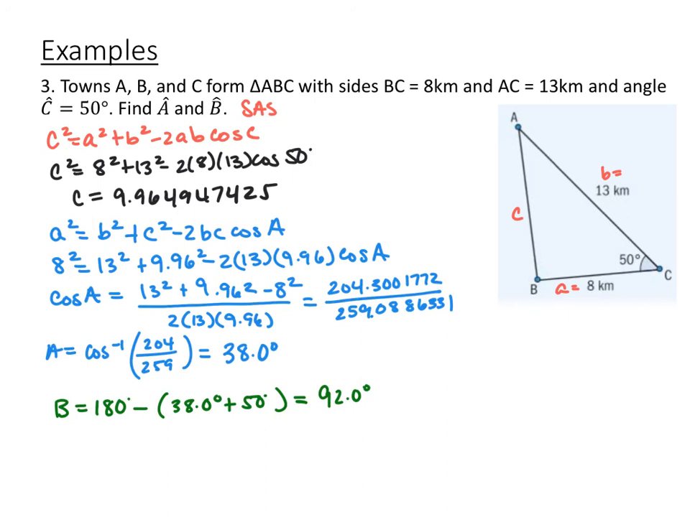And then I just used the fact that all three angles in a triangle have to add up to 180 degrees. So angle B would be 180 degrees minus angle A of 38.0 degrees and angle C of 50 degrees. So you end up with angle B to be 92.0 degrees. So this has been solving non-right triangles using the law of sines for angle, angle, side, angle, side, angle, and angle, side, side triangles, and the law of cosines for side, side, side, and side, angle, side triangles.